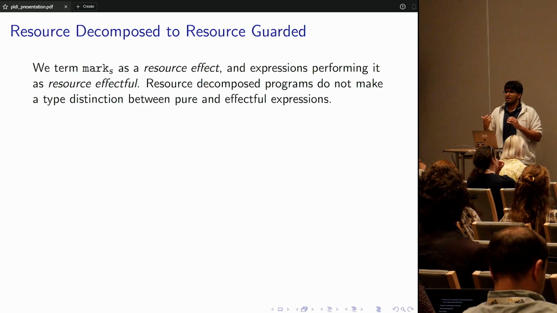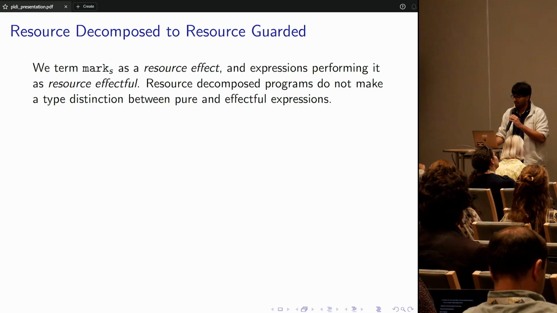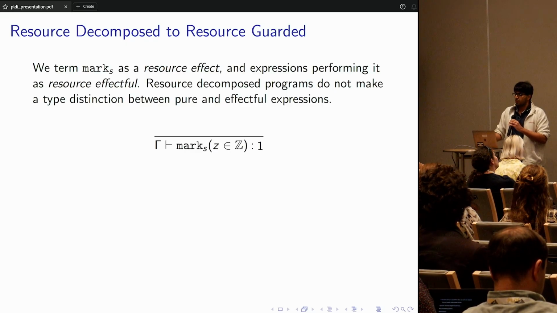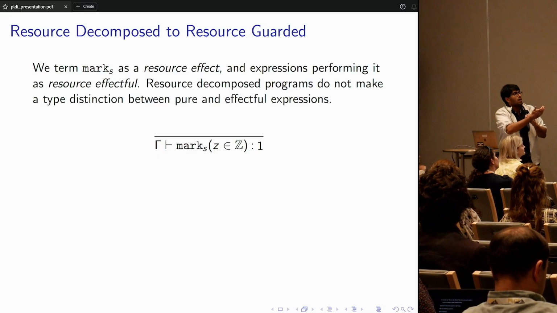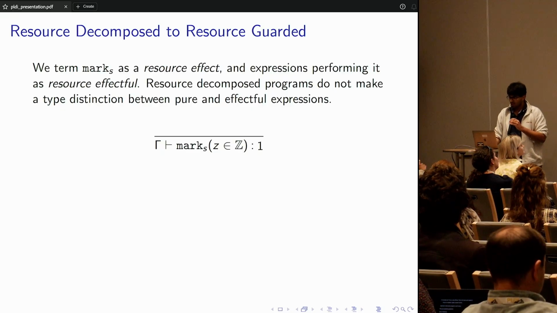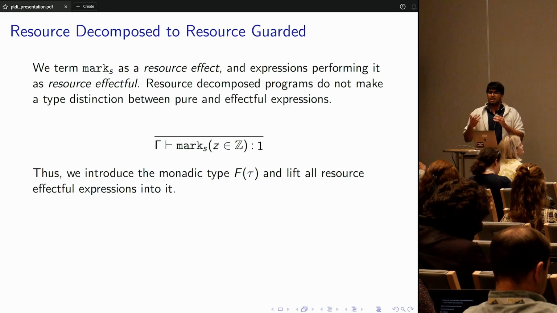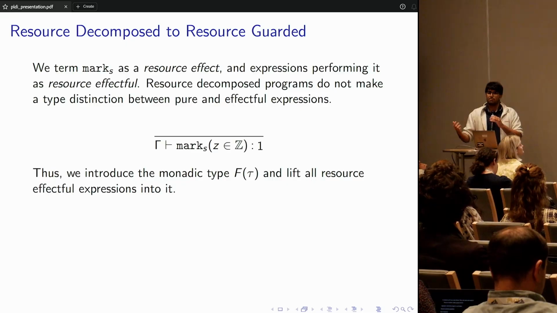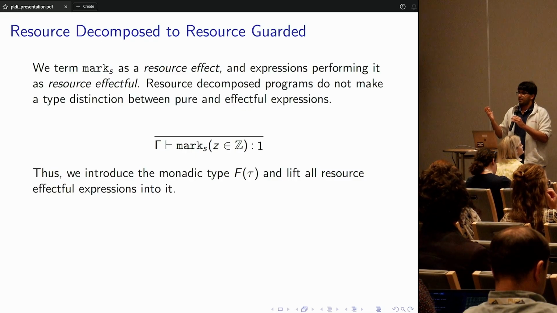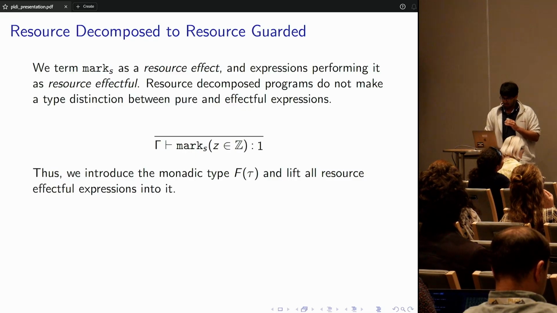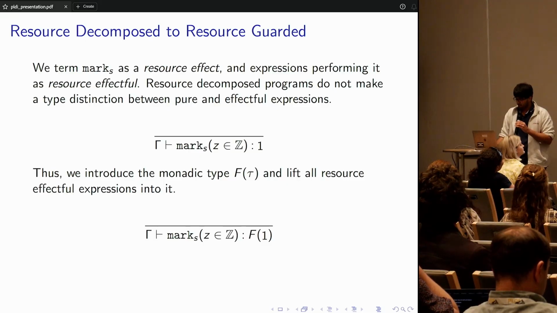Now, when doing this program transformation, we want to think of mark as a resource effect and all expressions that may use it as resource effectful. Resource decomposed programs do not make a type distinction between pure and effectful expressions. As you see, mark just has the type unit. Thus, the first step in the transformation is to introduce the monadic type f of tau, which represents resource effectful expressions which may return a value of type tau. Then we lift all resource effectful expressions into this monadic type. Now mark has the type f of unit, for example.